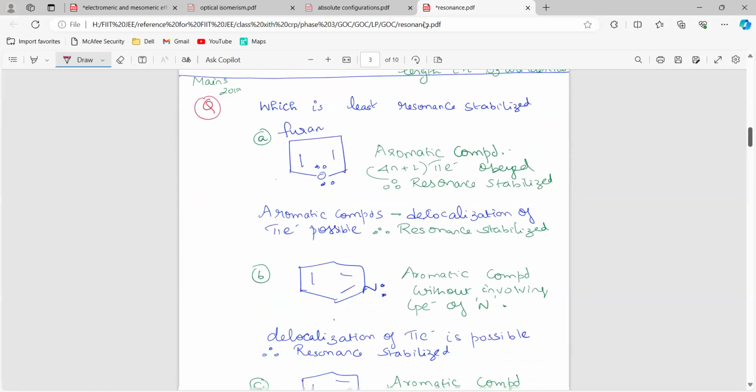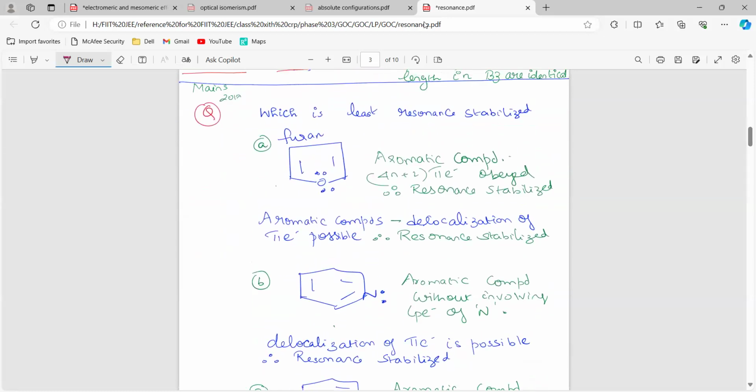Look at this example to understand this. This molecule is called furan, a five-membered ring where oxygen is the heteroatom. Is this resonance stabilized? Here you are able to see one lone pair of electrons is within the ring and one lone pair is outside of the ring. So let me count the total number of electrons: 2 here, 2 here, 2 here. Totally how many electrons? 6 pi electrons.